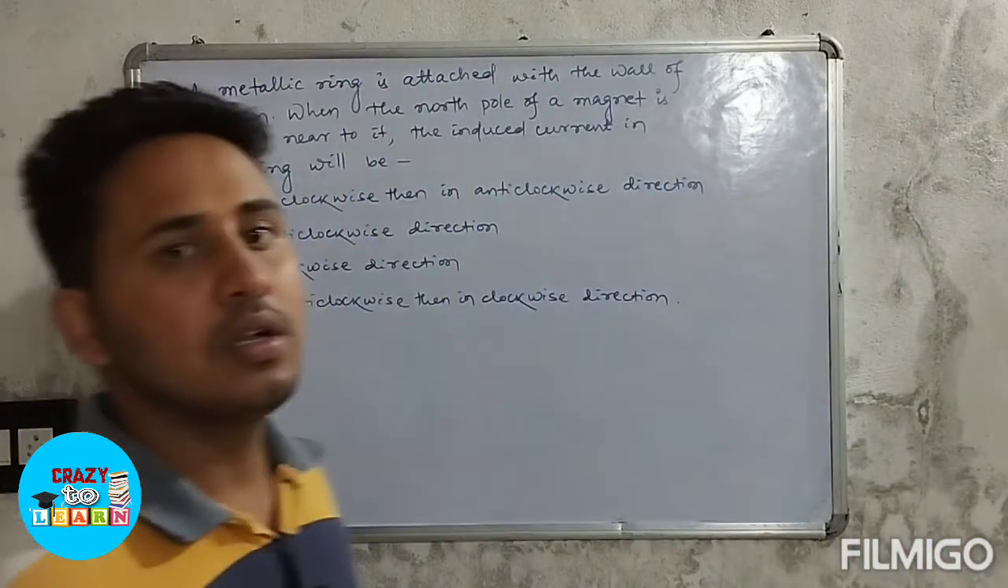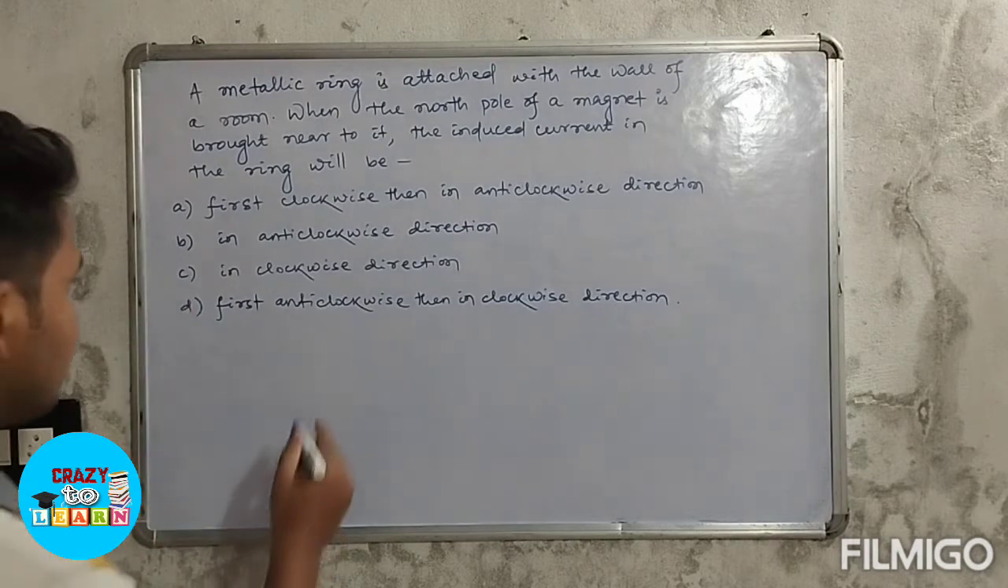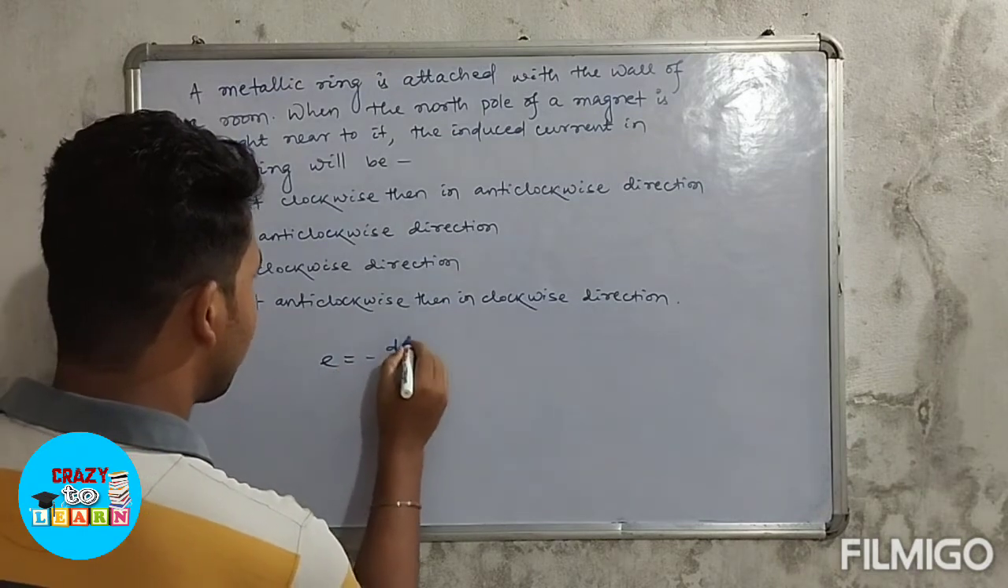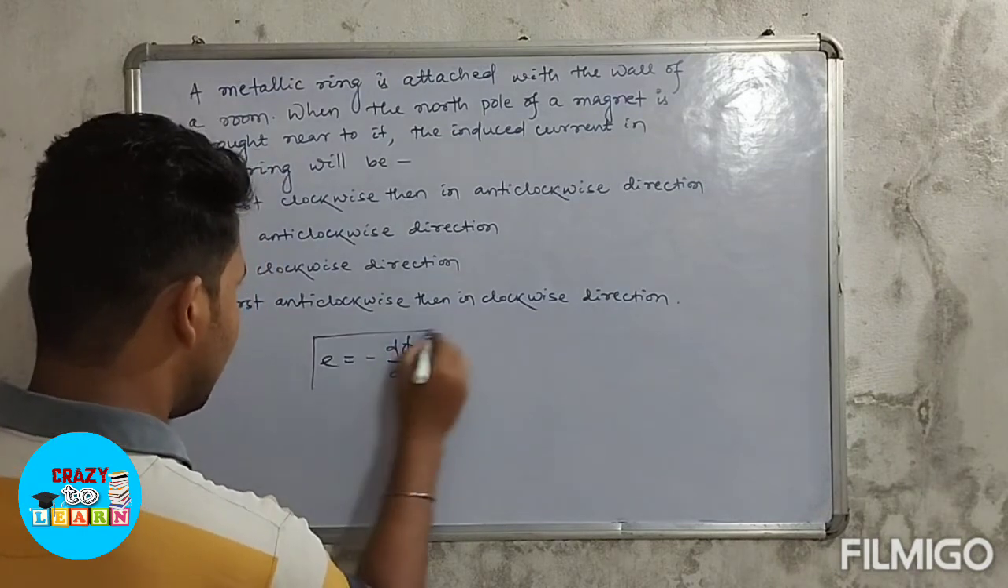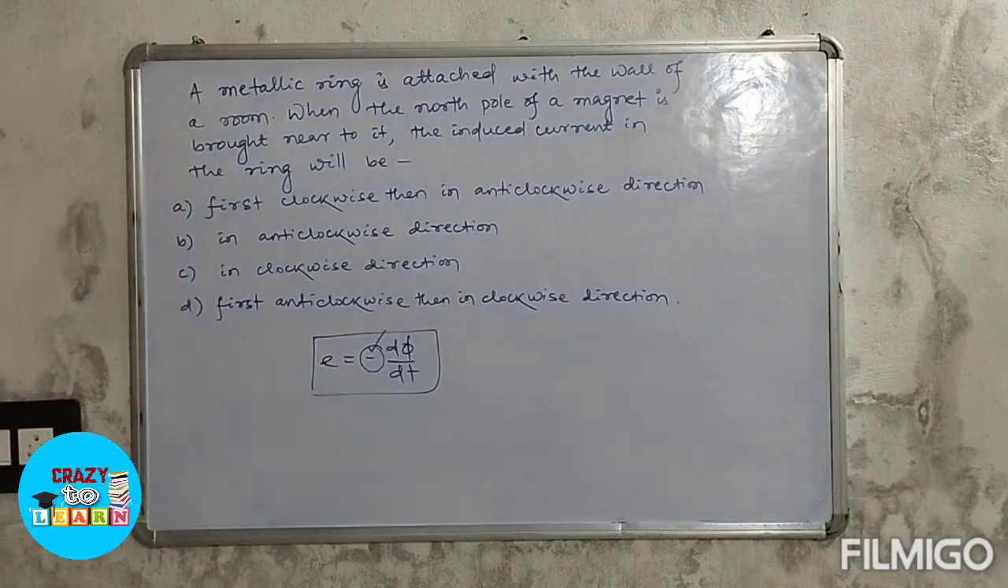So, I already told you, the induced EMF is directly proportional to the rate of change of magnetic flux. In the previous question I already discussed with you, induced EMF E is equal to minus d phi by dt. And why is a negative sign given here? The negative sign indicates that the induced current always opposes the change in magnetic flux.